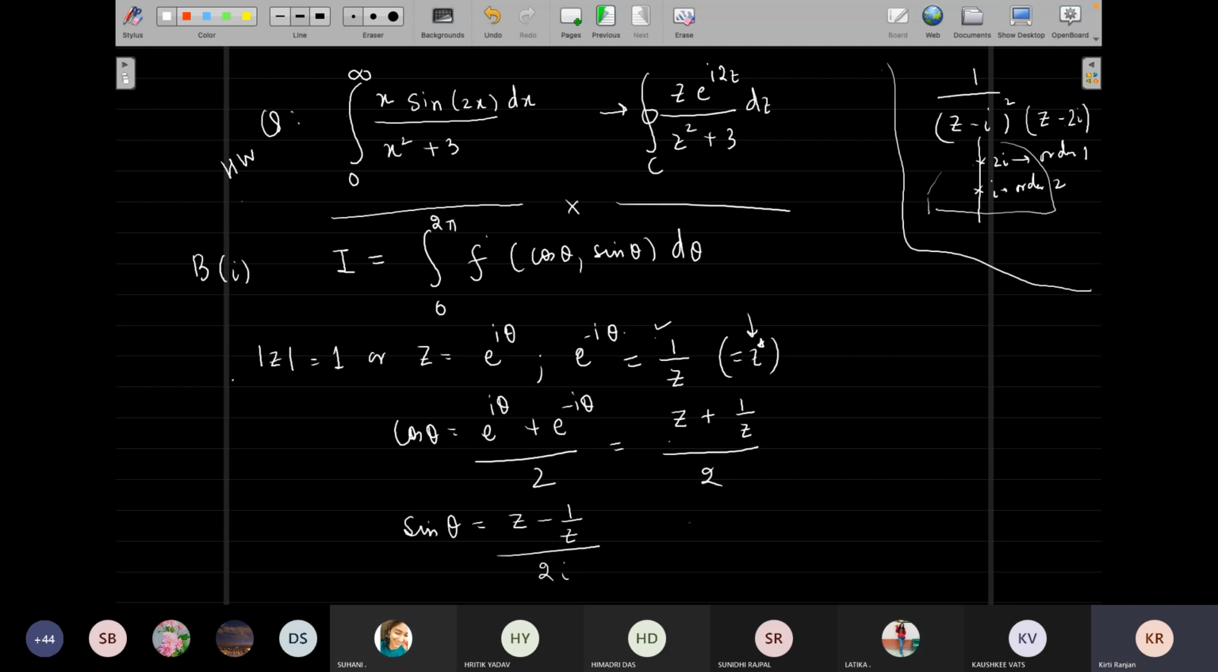Right. And what will be your d theta if z is equal to e to the power iota theta? d theta is dz by iota e to the power iota theta, and that is nothing but dz over iota z.